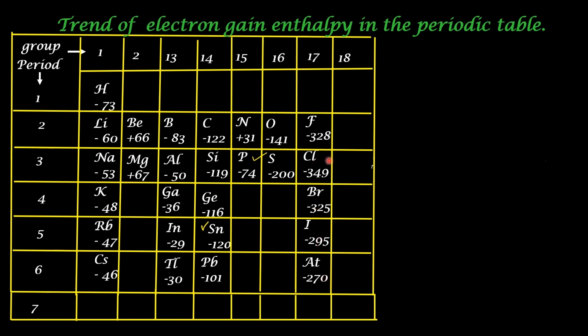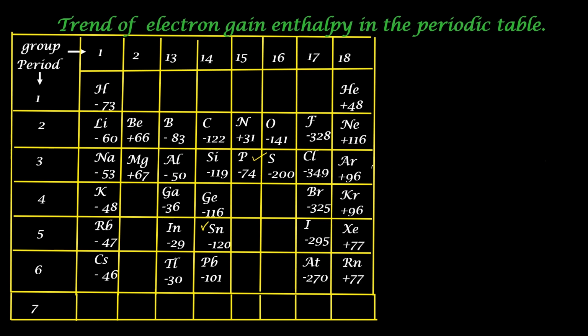So the electron gain enthalpy of chlorine is more negative because of its greater nuclear charge. For the rest of the elements in the group, the increased size of the atom outweighs the increased nuclear charge. Therefore, the electron gain enthalpy becomes less negative.